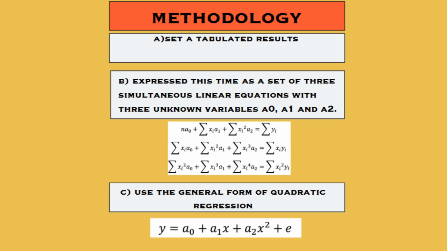A. Set a tabulated results. Next is B. Express this as a set of three simultaneous linear equations with three unknown variables a sub 0, a sub 1, and a sub 2. Lastly, use the general form of quadratic regression: Y is equal to a sub 0 plus a sub 1 x plus a sub 2 x squared plus e.